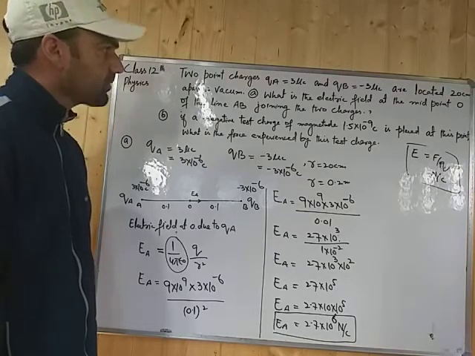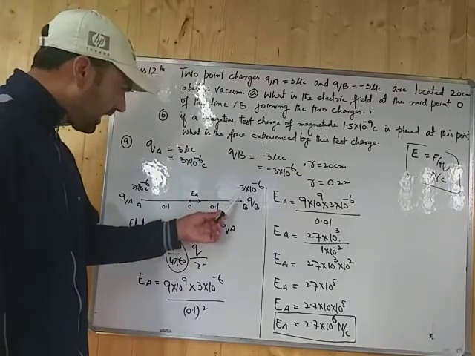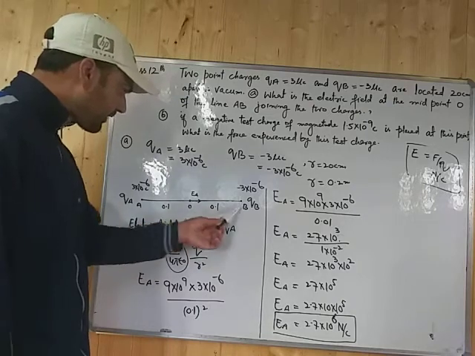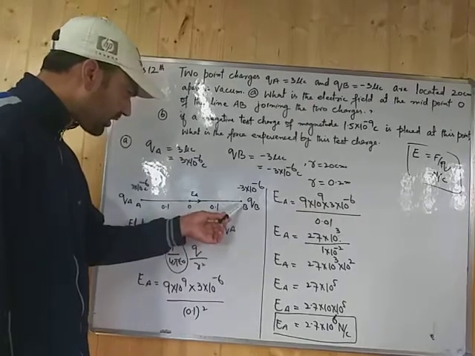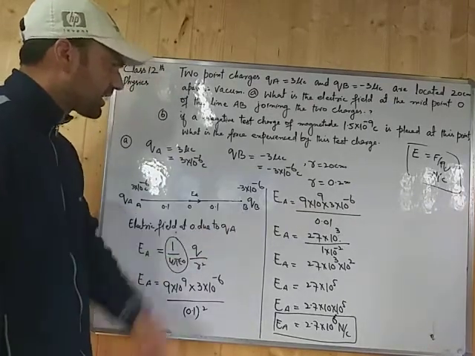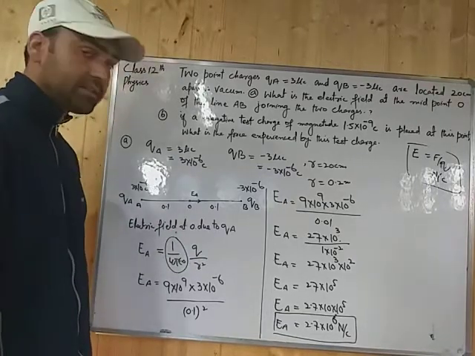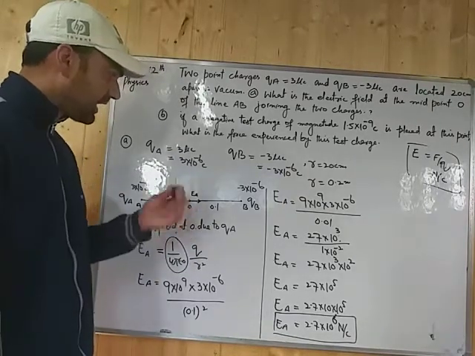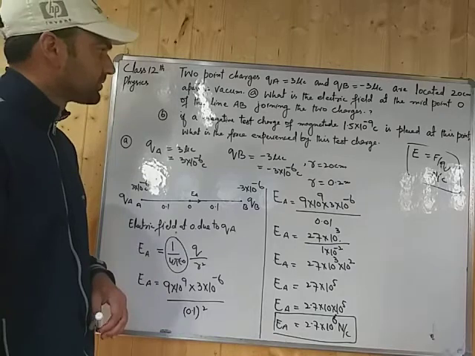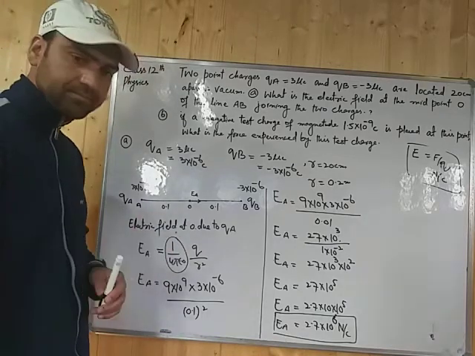Next, we have to calculate the electric field at this point due to the QB charge, minus 3 into 10 raised to power minus 6 coulombs. And after that, we will see the direction of the force, or the direction of the electric field.